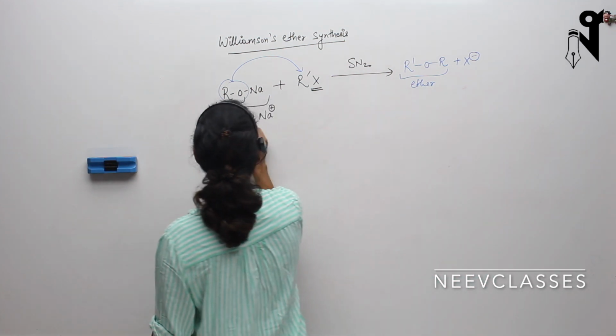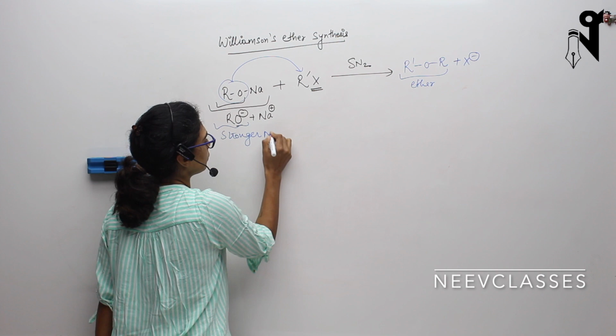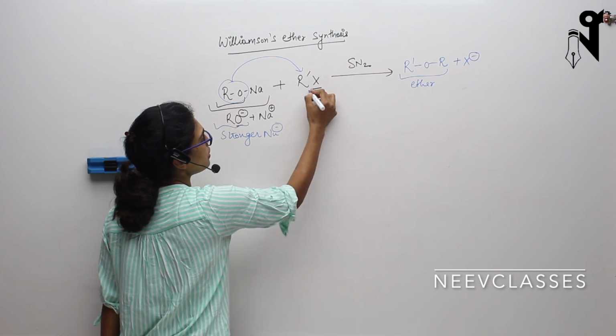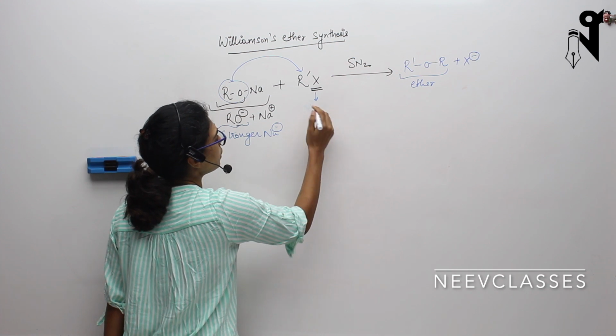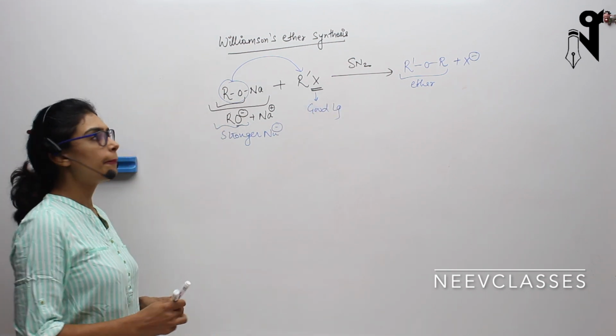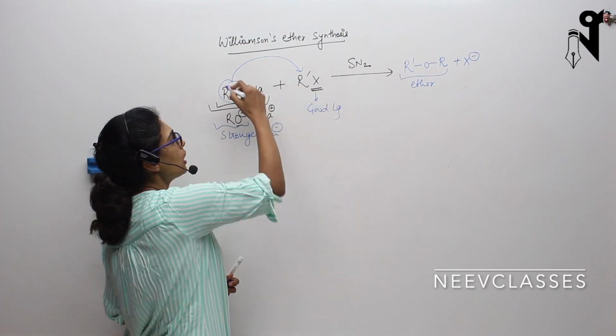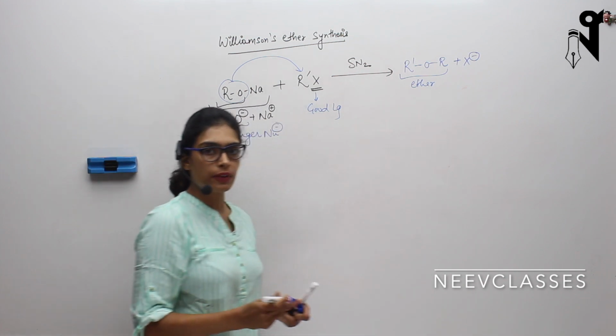This is a stronger nucleophile, and this is a good leaving group. So in the presence of both, the reaction will go through SN2. RO minus will attack on R', will form ROR', and X minus will get removed.